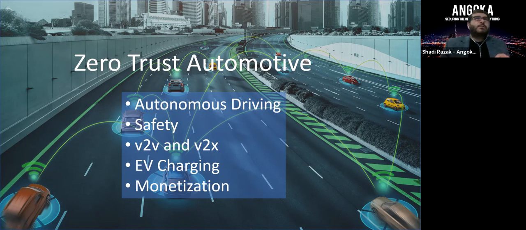Thanks, Kia. Zero trust in automotive is in the early days of maturity, I would say. If you look at the OEMs and the manufacturers of the ECUs, each one of them is trying to adopt a different method to secure the devices or the electronic control units that go into it.